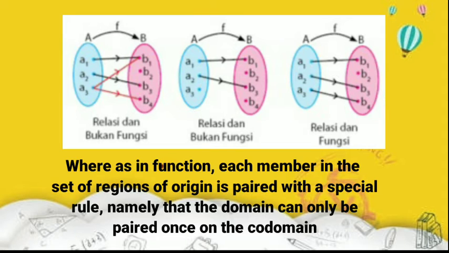Whereas in a function, each member in the set of region of origin is paired with a special rule, namely that the domain can only be paired once on the codomain.